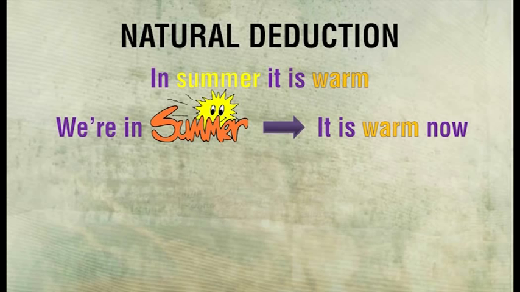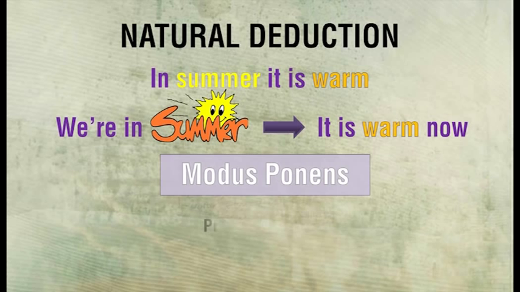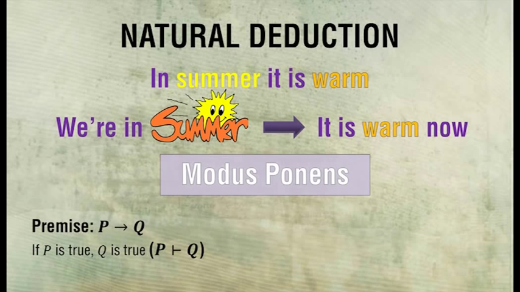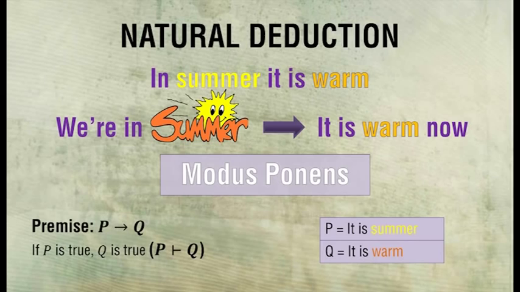Okay, let's put it in axiomatic form. Modus ponens is a very common rule of inference, which takes the following form. If P implies Q, then if we suppose we have P, therefore we can conclude Q. Sounds tough? Nah, actually we had just done it before. Looking at the previous example, P actually refers to the statement summer, and Q actually refers to warm. Since we are in summer, we can therefore conclude it's warm.